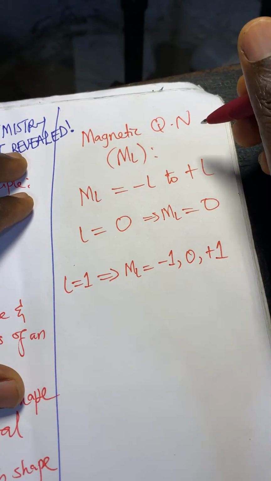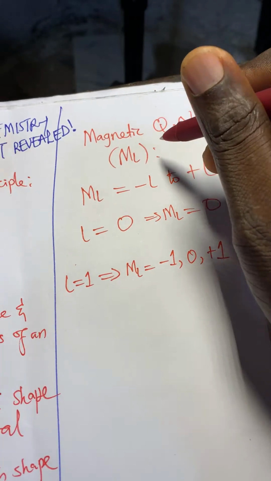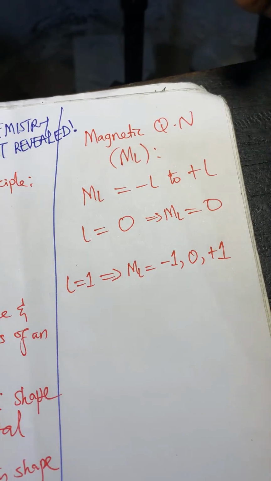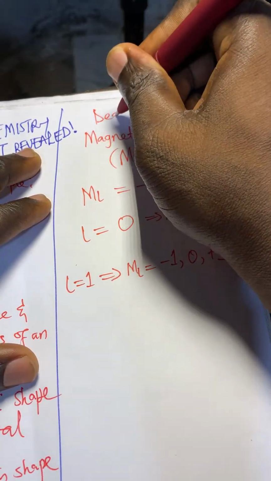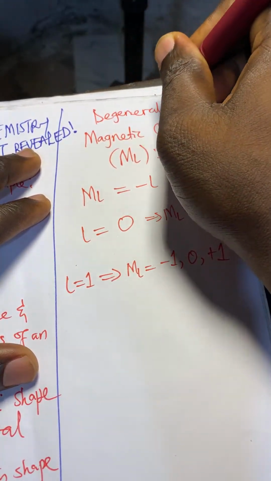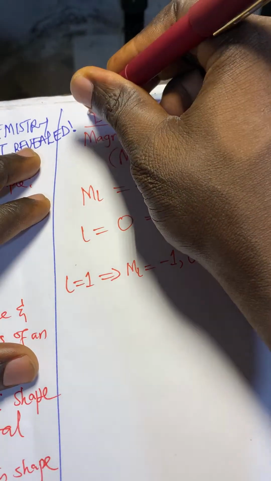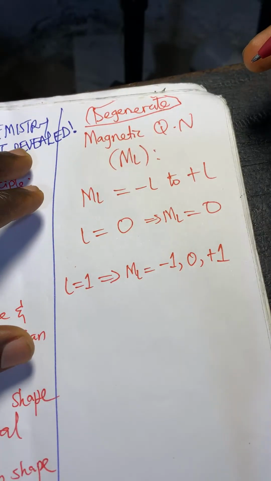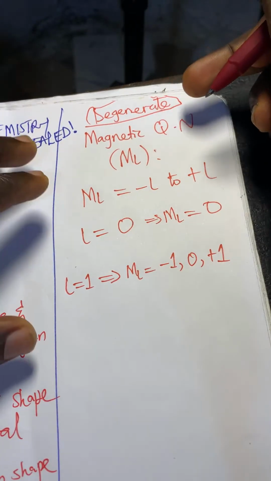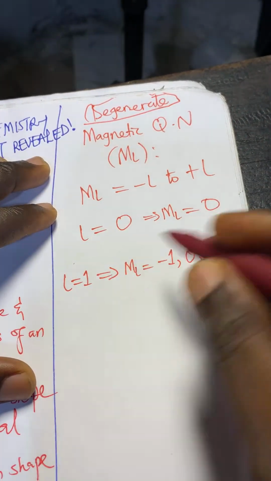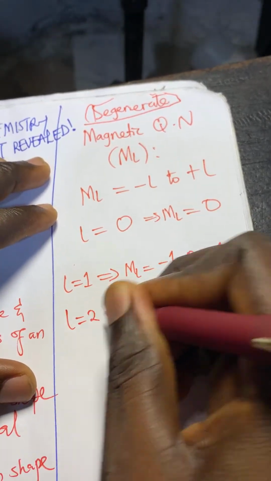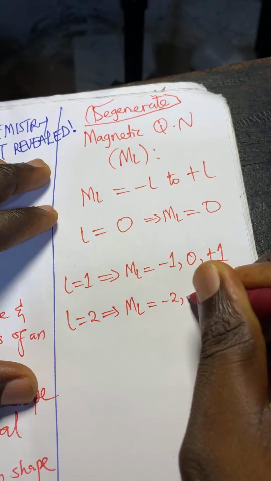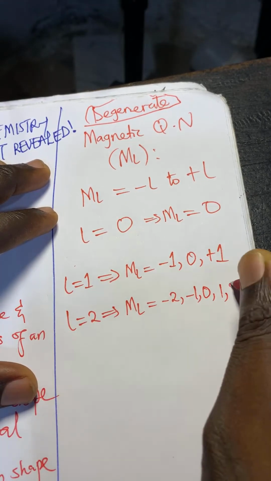Now, permit me to say, the work of this magnetic quantum number is to determine subshells, or what we call the degeneracy in an atom. What do you mean by degeneracy? When we mention degenerate orbitals, what do you mean by that? They are simply orbitals of the same energy level. Subshells that are degenerate. Now when l is 2, you can see that your ml will range from minus 2, minus 1, 0, 1, and 2.